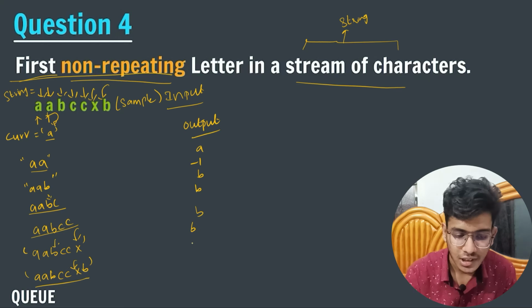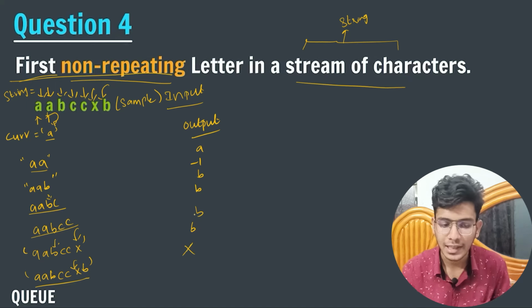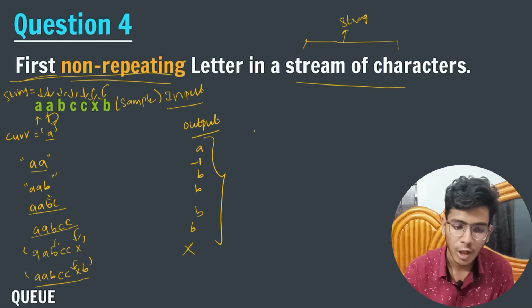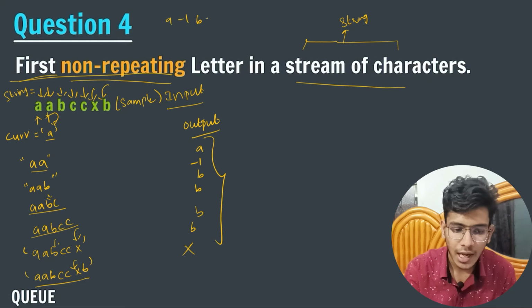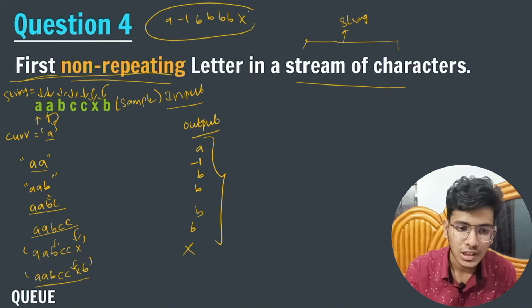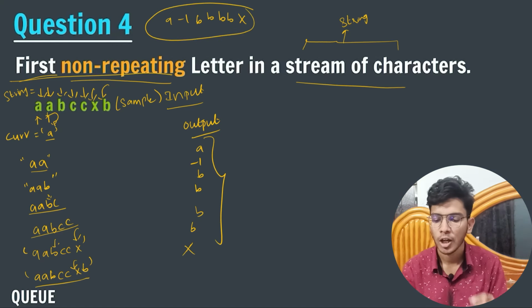So in the output screen, I will print X. So this will become my output. In the output screen, my answer will be A minus 1 and B 4 times, 1, 2, 3, 4, and finally X. So this will be my answer.